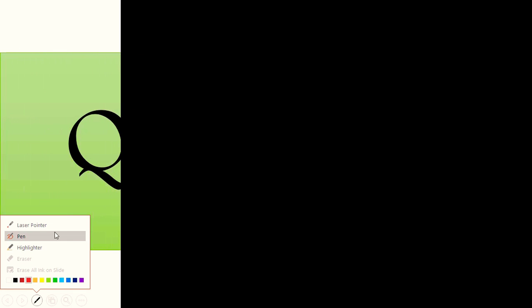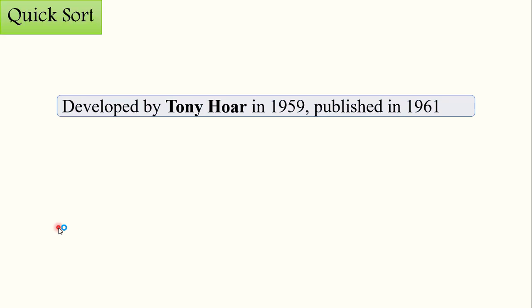So in this lecture we will see about quicksort. Basically, quicksort is a comparison-based sorting algorithm. So let us discuss it in detail. Quicksort was developed by Tony Hoare in 1959 and later published in 1961.